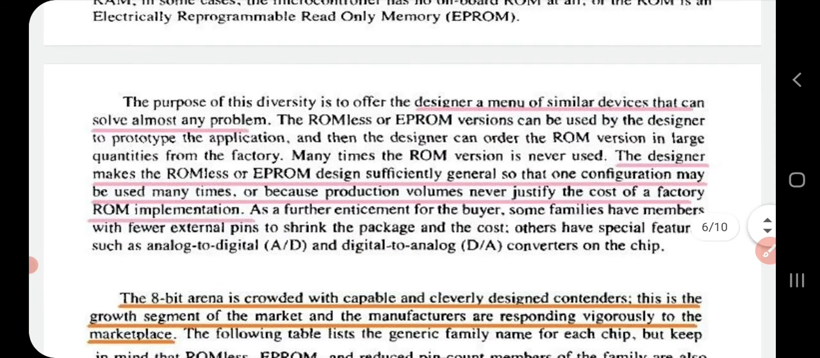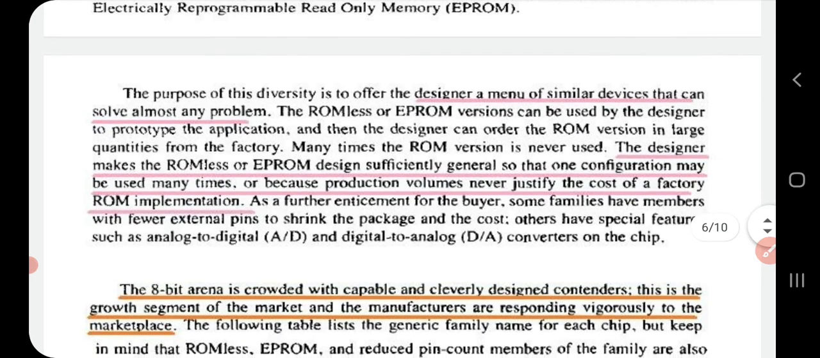Now these microcontrollers can be used to solve most of the problems. Then the ROM-less or EEPROM versions can be used in many applications. Then the designer can make this EEPROM design sufficiently general. That is, he can make that design of EEPROM very general so that one configuration can be used many times. That is the meaning of generalizing the EEPROM design. That is, the EEPROM design of 8-bit microcontrollers can be made general. That is, the same configuration can be used many times.